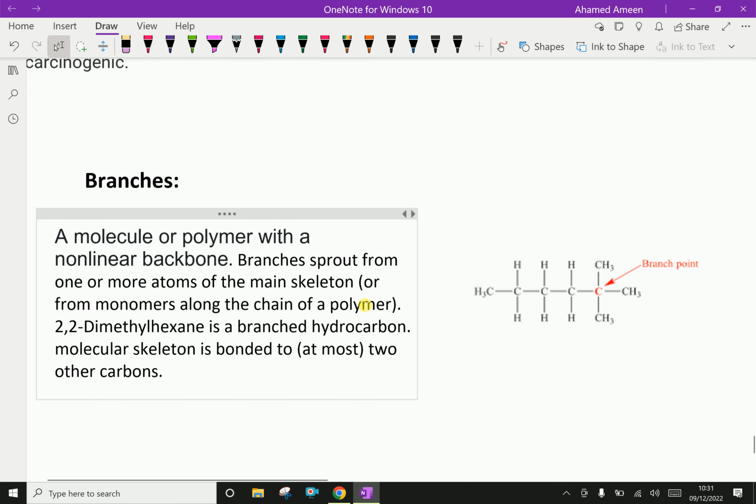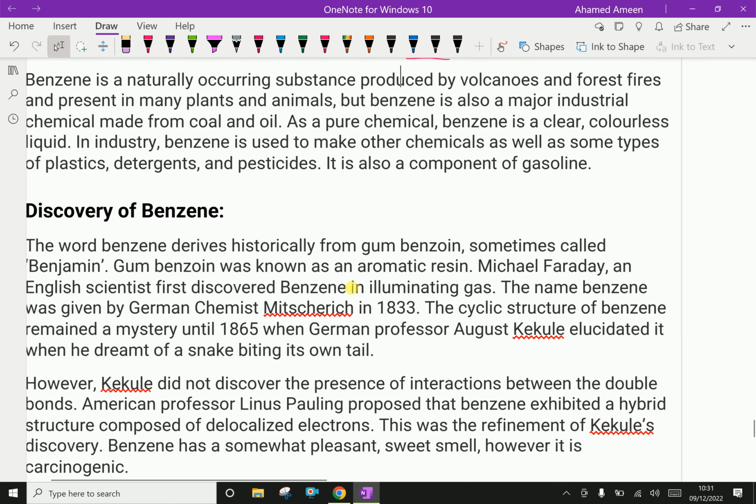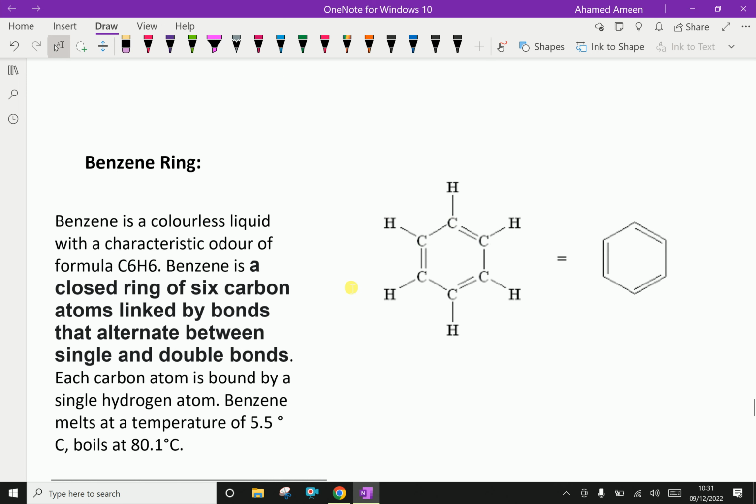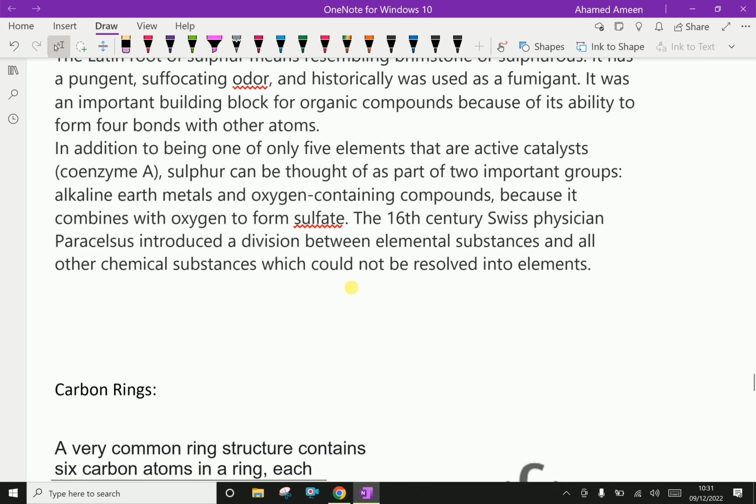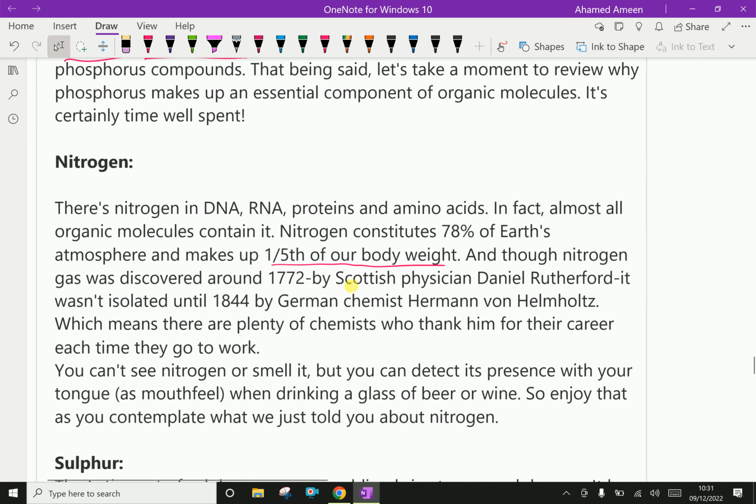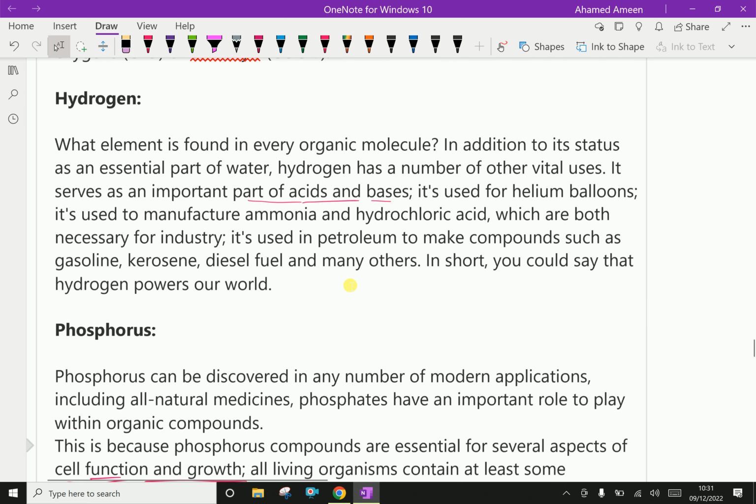So far we have discussed benzene, the carbon ring, and the main 6 elements of hydrocarbon. We have done.